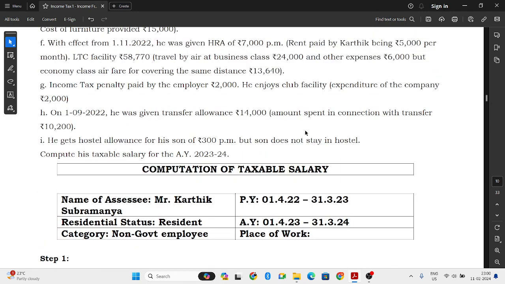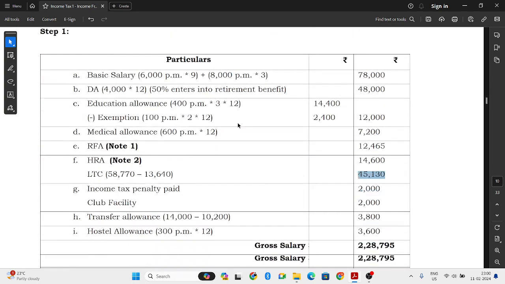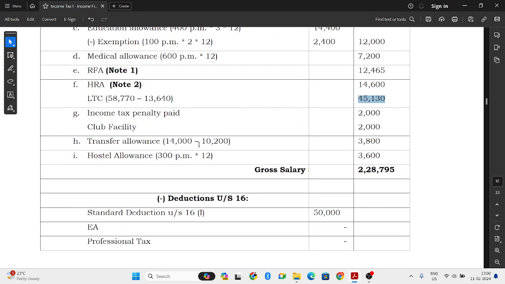Next, income tax penalty paid by the employer. Okay, employer paid on behalf of the employee. Again, that we have to consider. Plus club facility, 2,000 rupees. Both we have to consider. 2,000 plus 2,000, we will be taxing it.